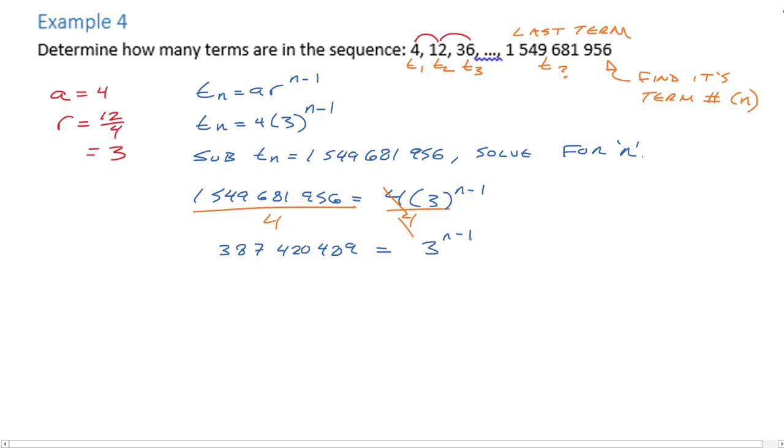Now, here's where we get into trouble. We don't want to play a guessing game at what this is. So hopefully you remember logarithms. It's been a little while. Remember how we can use logarithms to bring the exponent down. So we're going to take the log of each side.